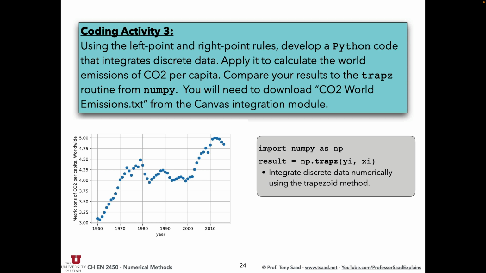So what we will do, we will take x, y data for metric tons of CO2. So we'll have this data in Canvas in a second, I'll tell you. And using the left and right point rule, we'll develop a Python code that does numerical integration for discrete data. So we did it for a continuous function. Now we're going to do it for discrete data. There's two different approaches. Apply it to calculate the world emissions of CO2 per capita, and we're going to compare our results to what we're going to call the gold standard in Python, numpy.trapz, the trapezoidal rule. Okay? You will need to download the CO2 world emissions.txt from the Canvas integration module. Okay? So go on Canvas, and there should be a CO2.